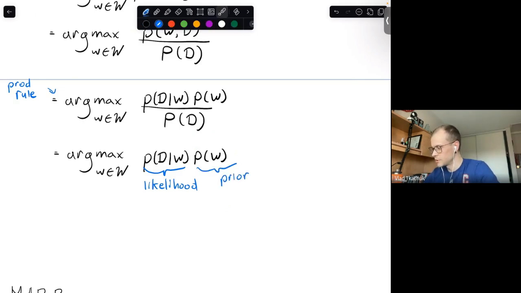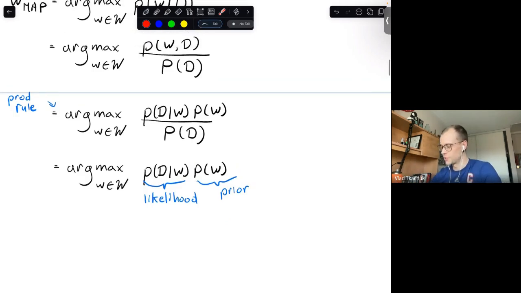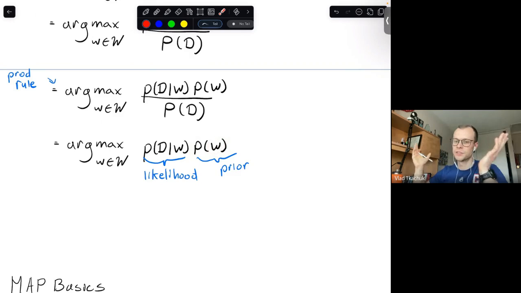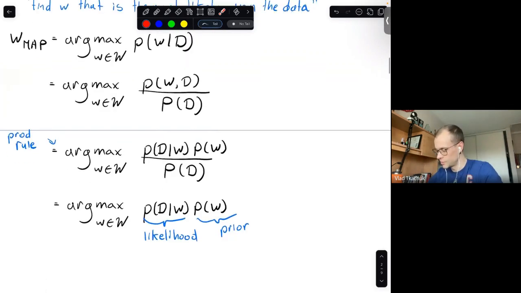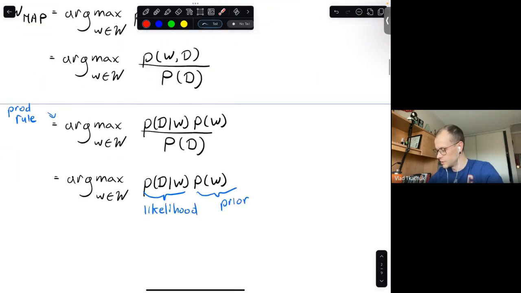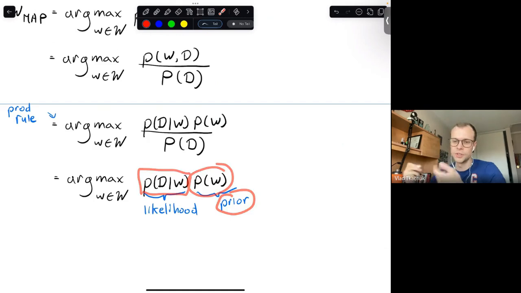Okay, so now the interpretation of this MAP thing is that you're not trying to maximize the likelihood, but you're trying to maximize the likelihood scaled by some prior knowledge of what W's you're expecting to have, like what the parameter should be. Okay, so one more time, if you just look at MLE, it's trying to find the W that maximizes this likelihood, while MAP is trying to find the W that maximizes the likelihood scaled by this prior knowledge of what W is.